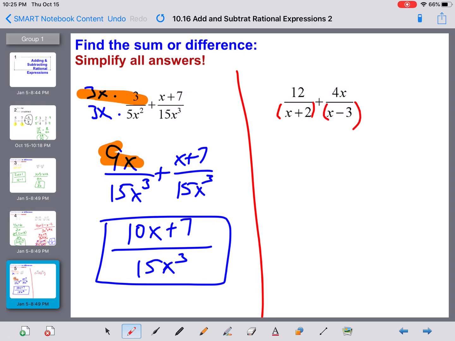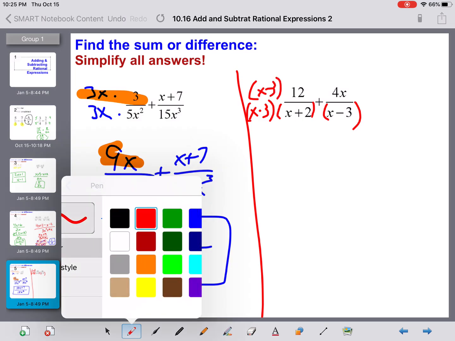So whenever you have something like this, the easiest way is to multiply by the other denominator. So we're going to multiply this left rational expression by x minus 3 on top and bottom. And this right side we're going to multiply by x plus 2.